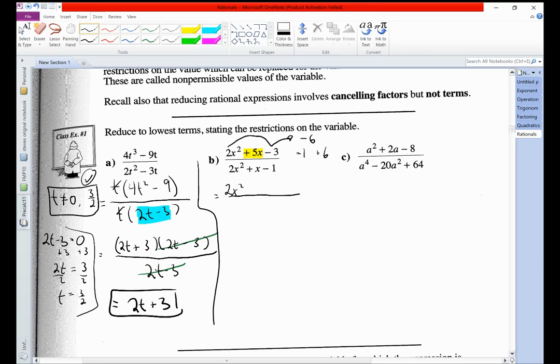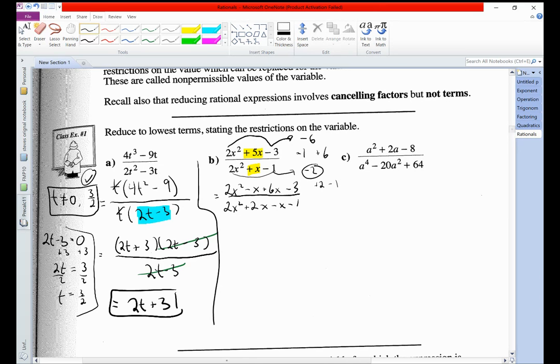So then I can say 2x squared, and I'm going to split that 5x into negative x plus 6x minus 3. And then on the bottom, I'm going to go 2 multiplied by negative 1 to get negative 2. So I'm going to split my positive x into two numbers that multiply to negative 2 and add to positive x. So maybe positive 2 and negative 1. So I can split that bottom one into 2x squared plus 2x minus x minus 1.